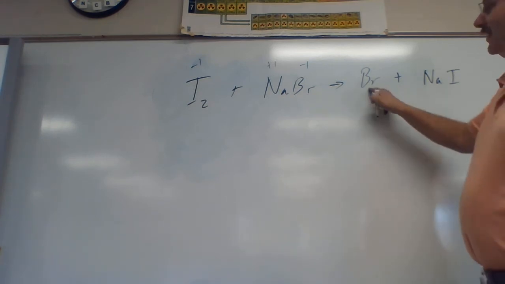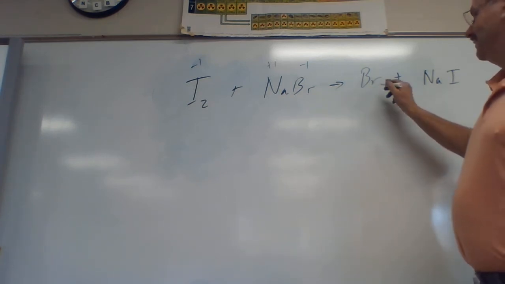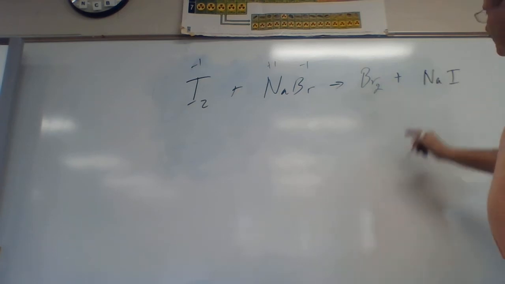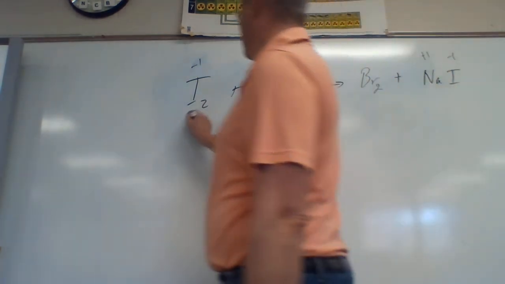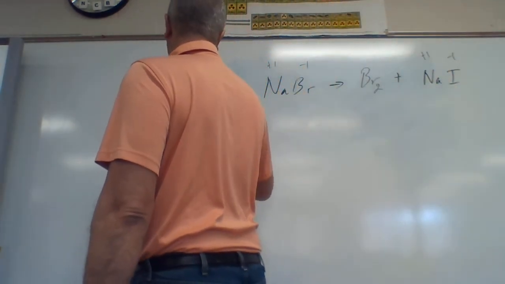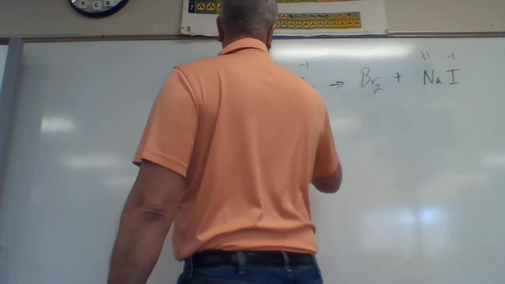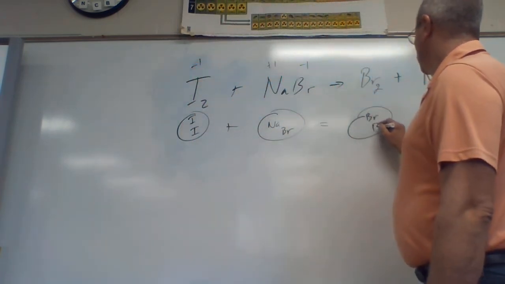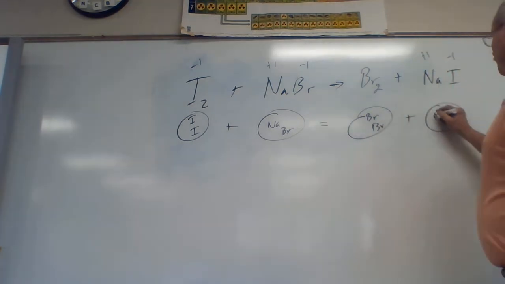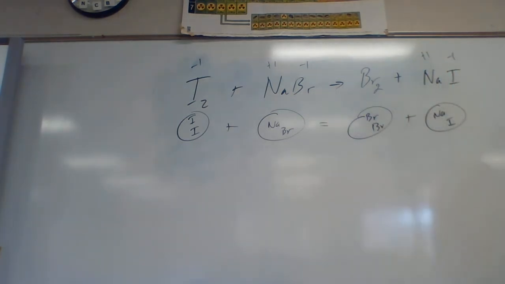Now we go back and look, is Br diatomic because he's all by himself? Yep. So we put a 2 on him. And then these guys, he's +1, -1, so that's my formula for them. Now I just got to balance it. So I got 2 I's plus an Na and a Br. That's equal to 2 Brs plus an Na and an I.